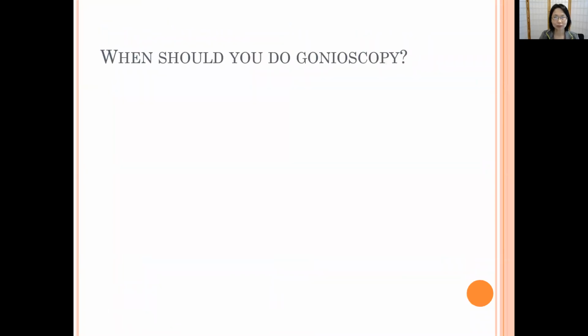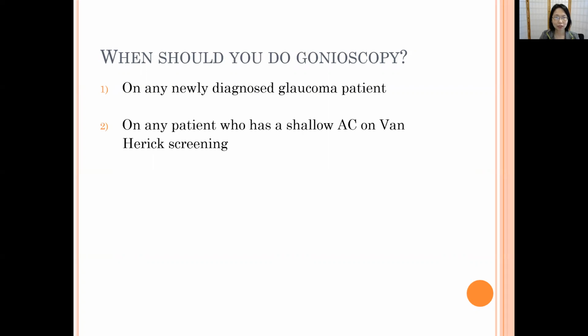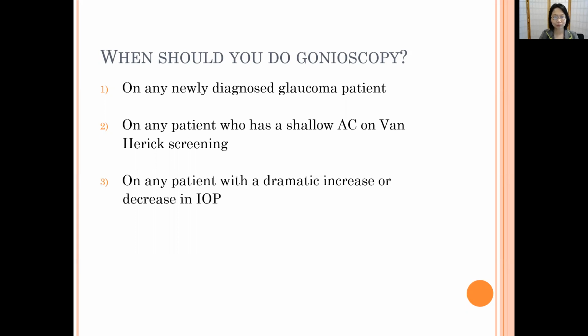When should you do gonioscopy? Before I show you the answers, I want you to think to yourself for a moment about how many times you have performed gonioscopy in the last week, if you were seeing patients last week. If you haven't performed any, I think it's time that you should start. We want to do gonioscopy on any newly diagnosed glaucoma patients. We want to do gonioscopy on any patients who have a shallow anterior chamber on Van Herrick screening, and I'm going to go over that when we go through the lecture.